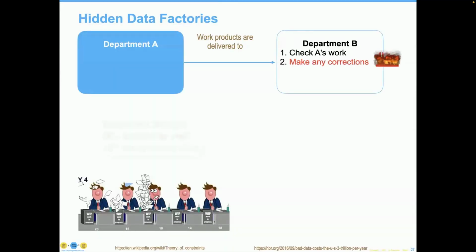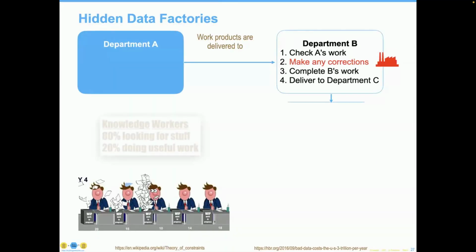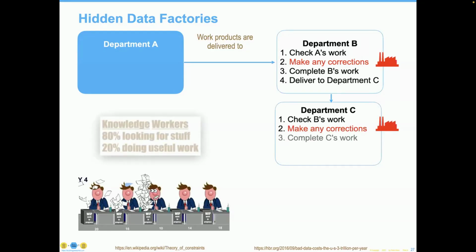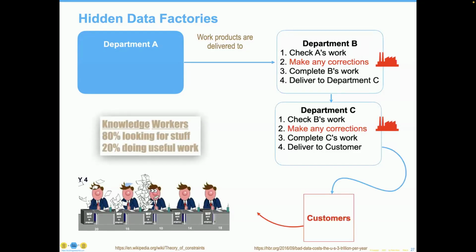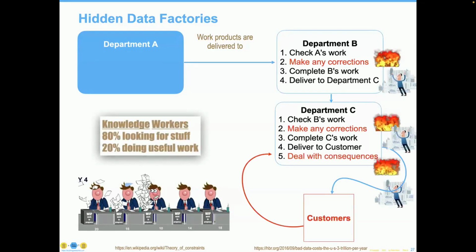because each of these produces a series of hidden data factories, each of these data flaws, I should say, where Department B is making corrections to Department A's work and Department C is correcting Department B's, and then C has to do it over again because they still didn't get it right. So there's 3 hidden data factories that they have to go through. Well, these hidden data factories are insidious in our organizations for the most part.